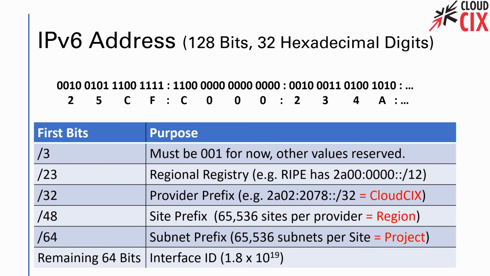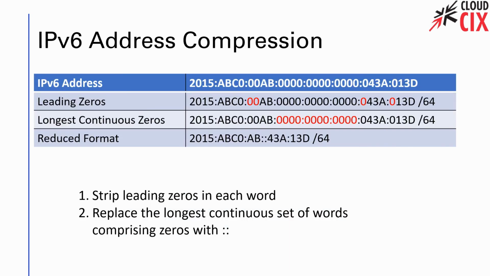CloudKix operates within a /32 subnet, 2A02:2078::/32. Each region within CloudKix has a /48 allocated to it from within the /32 subnet. When you create a project within CloudKix, you are allocated a /64 from within the /48 allocation to the region on which you built that project. This means you have close to 2 trillion IPv6 addresses available to each project you build. I'm hoping that's enough.